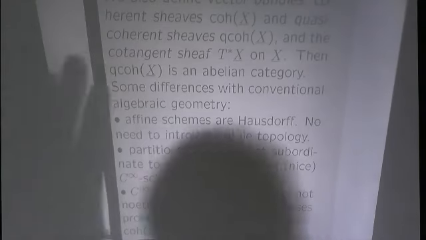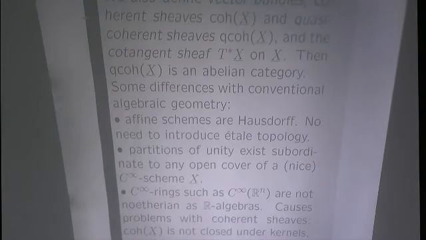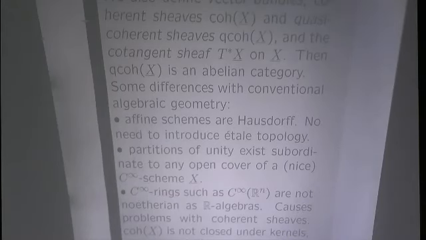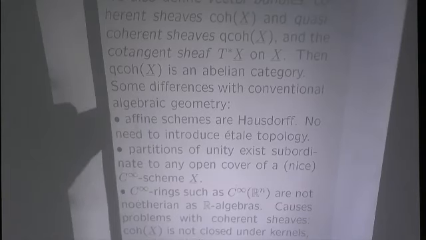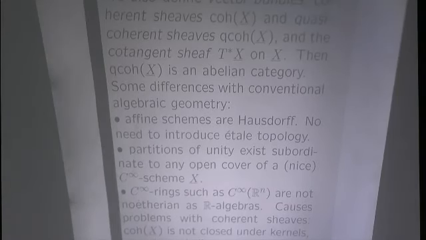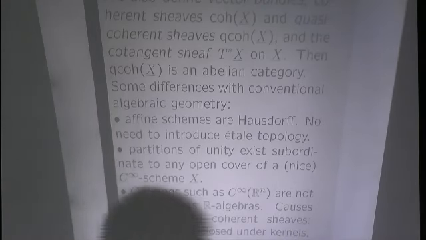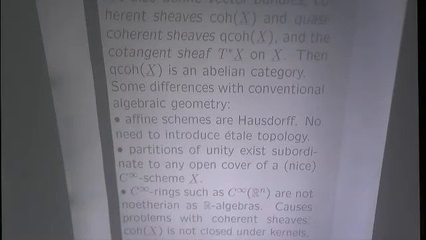Quasi-coherent sheaves. So some differences with conventional algebraic geometry. Well, two pieces of good news. Firstly, affine C-infinity schemes are Hausdorff. In ordinary algebraic geometry, you have problems because the Zariski topology is rather coarse, and so you tend to have to use the étale topology to do things. But in the C-infinity world, that's not necessary. Secondly, partitions of unity exist subordinate to any open cover on a sufficiently nice C-infinity scheme X, where nice really means Hausdorff, paracompact, and locally finite dimensional. So you're able to join together local choices of data very easily.